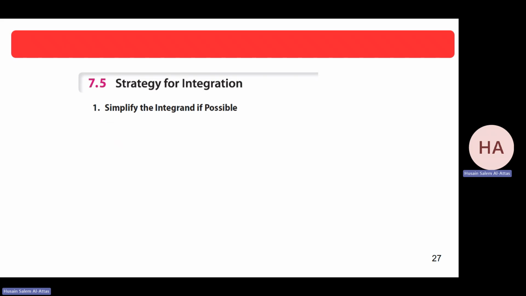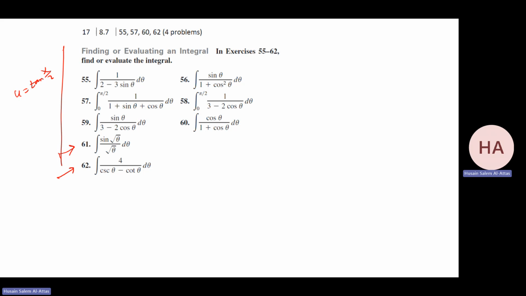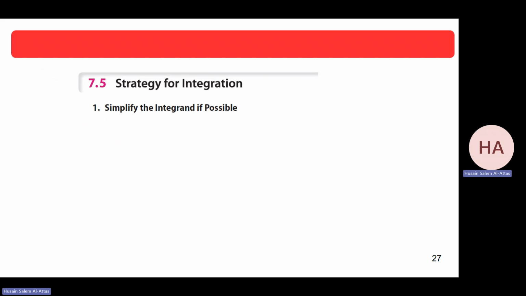Okay, now let me move on. There was a section in Stewart's book talking about strategy for integration. Now we have different methods. What are the best ways to think about the problems? Usually, I think one of the best things to do is try to do one or two steps in your head, to see how things will progress.